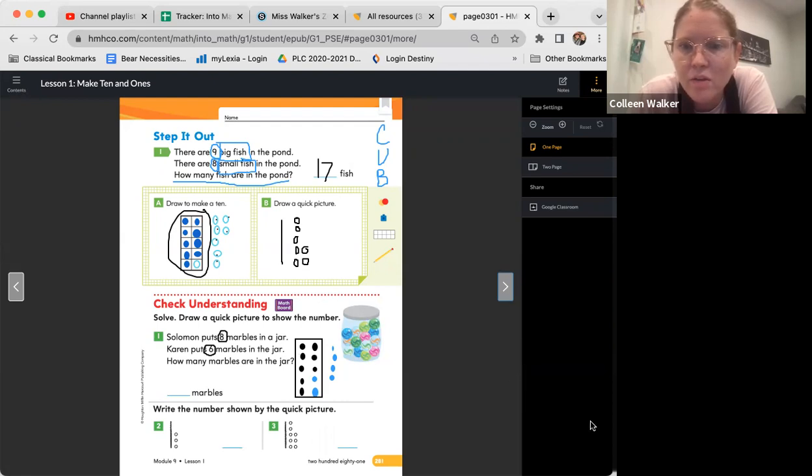Now we know that how many tens do we have? 1, right? We filled up that 10 frame. We have 1 10. Awesome. So when we have to draw our quick picture, we know how many sticks do we need to draw? That's right. Just 1, my friends, because we know that we just have 1 group of 10. And then how many little circles? That's right. We're just going to draw 4.